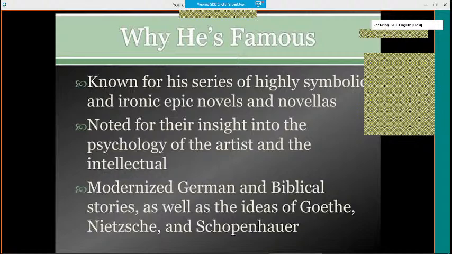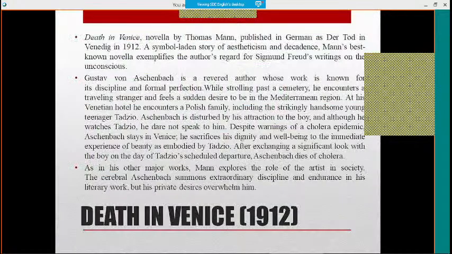Yeah, okay, fine. So now we are moving on to the novel that we have to study, which is Death in Venice. Death in Venice എന്ന് പറയുന്ന നോവലാണ്, which was published in the year 1912. It's a novella written by Thomas Mann, published in German. Germanല് ഈ ഒരു ടൈറ്റിലാണ് പബ്ലിഷ് ചെയ്തേക്കുന്നത് in 1912. So it's a symbol-laden story, symbolic ആയിട്ടുള്ള ഒരു സ്റ്റോറിയാണ് about aestheticism and also decadence. ഇതിനെ കുറിച്ചൊക്കെയാണ് പറയുന്നത്. It's Mann's best known novella.